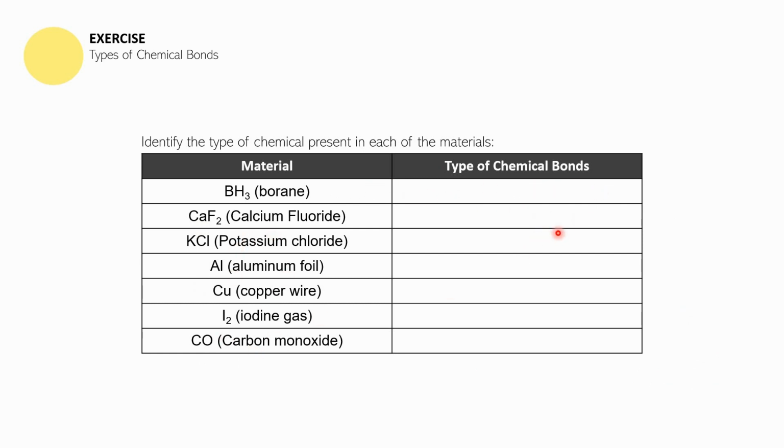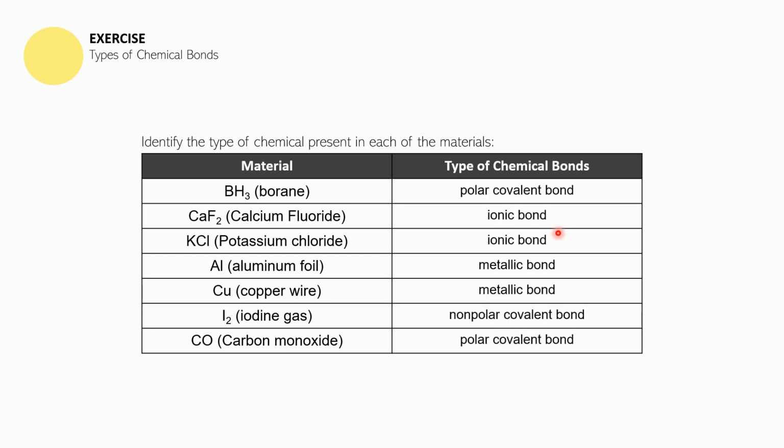We have different types of bonds, remember them? Ionic, polar covalent, and non-polar covalent. Just choose among those 3 as your answer. If you need more time, you can pause this video. If you have decided to continue, that means you are ready to answer.